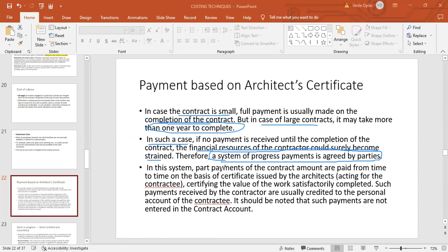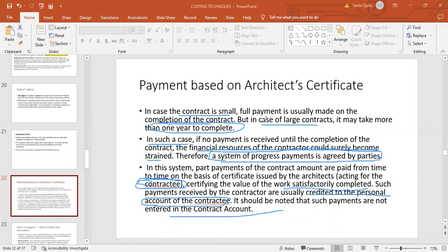In this system, part payments of the contract amount are paid from time to time on the basis of certificates issued by the architects. And you'll find that these architects usually work on behalf of the client, or whom we call the contractee. And the architect is going to certify the value of work that has been satisfactorily completed. Such payments received by the contractor are usually credited to the personal account of the contractee. It should be noted that such payments are not entered into the contract account.